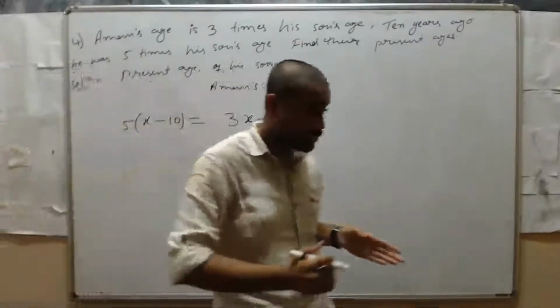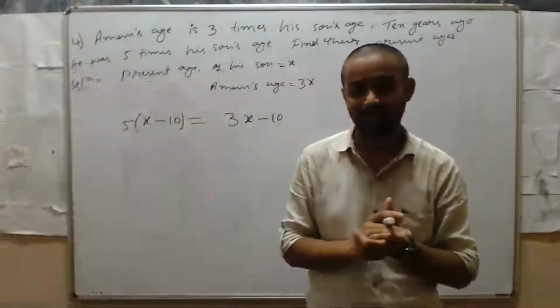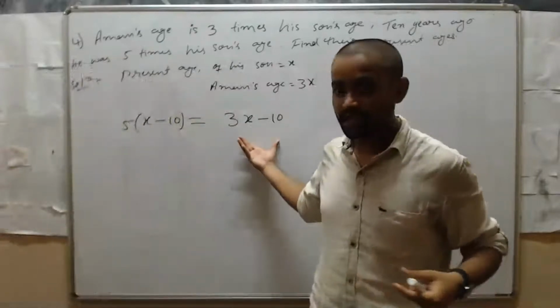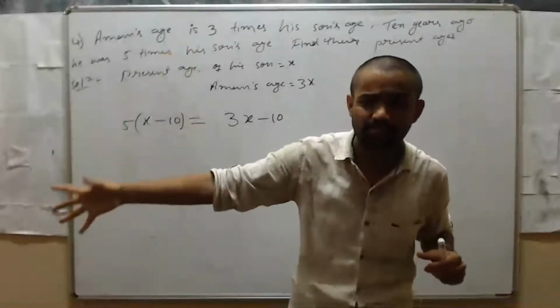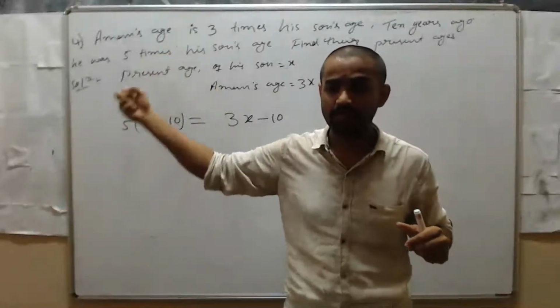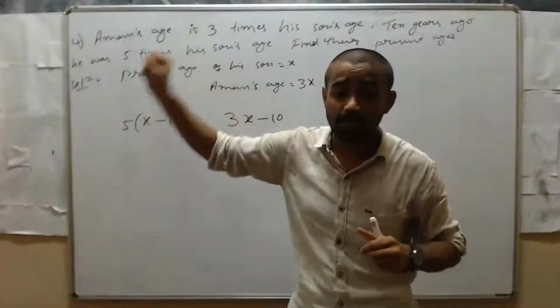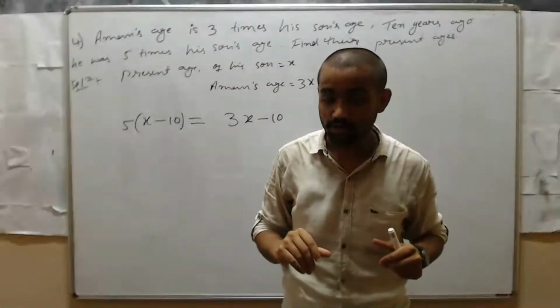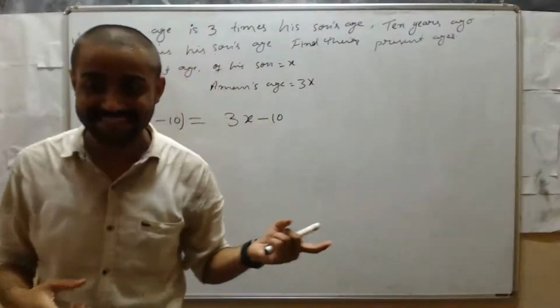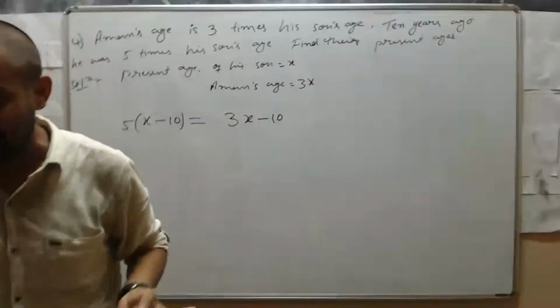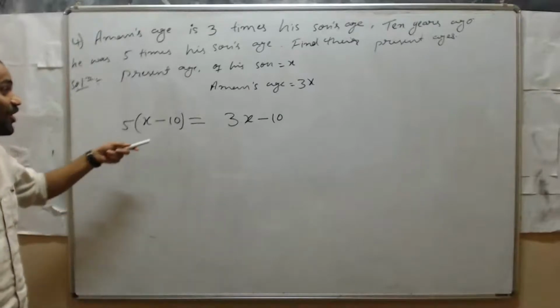Suppose the father's age is 100. To bring the son's age to that, what should we do? We have to multiply by 5 and subtract 10. Exactly what is given, we have to add and multiply with the son's age. You can also see this in the previous example. Is it clear? Okay, then now solve this.